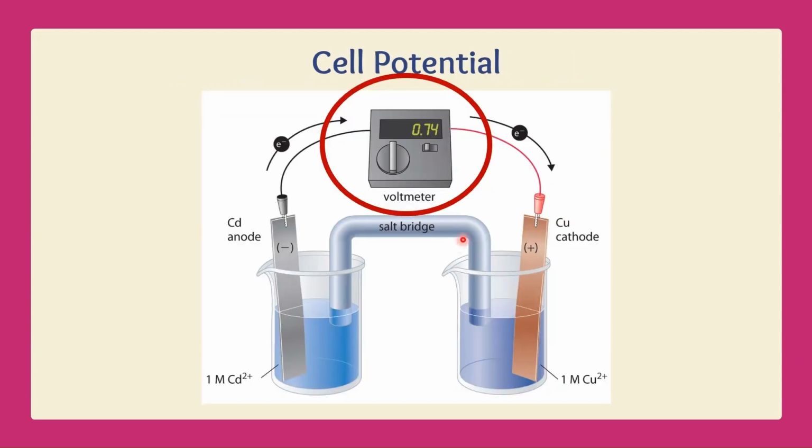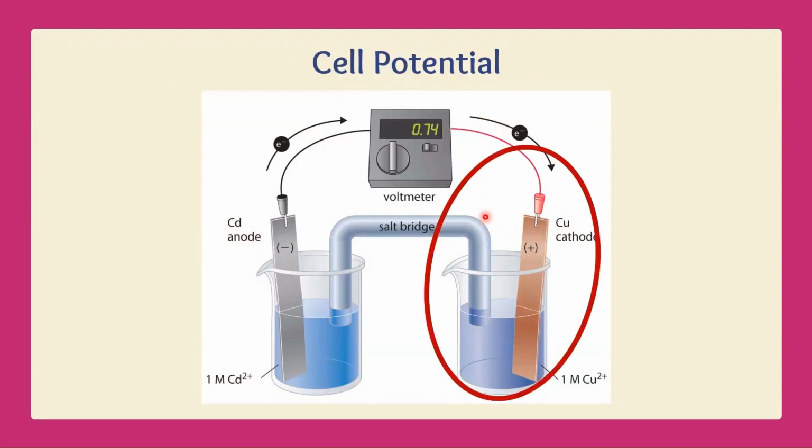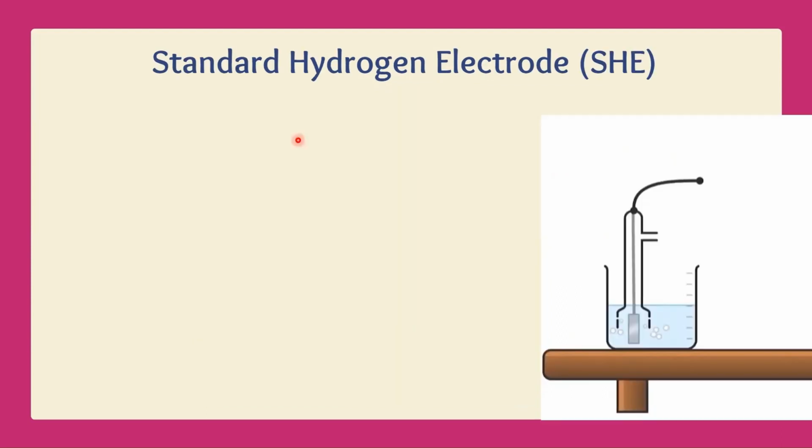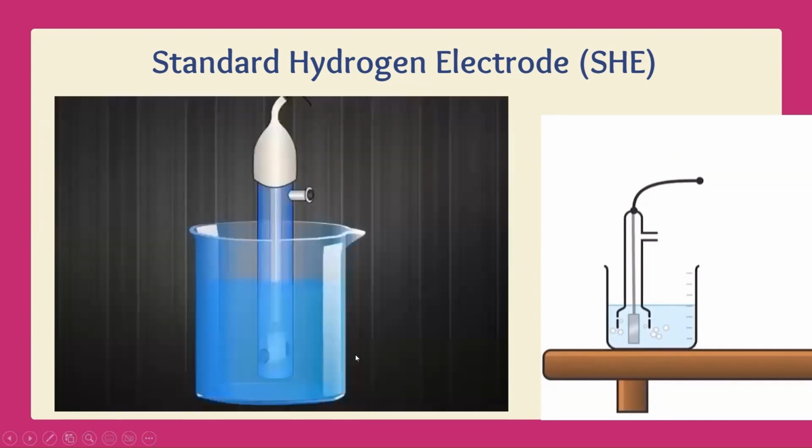A voltmeter measures the overall cell potential for two half reactions combined. But what if we just want to measure the potential of a half cell? For example, what if we just want to measure the cell potential of this copper metal? And this is where the standard hydrogen electrode is introduced. SHE consists of a platinum wire that is connected to a platinum surface in contact with an aqueous solution containing 1 molar of H plus in equilibrium with H2 gas at a pressure of 1 atmosphere.